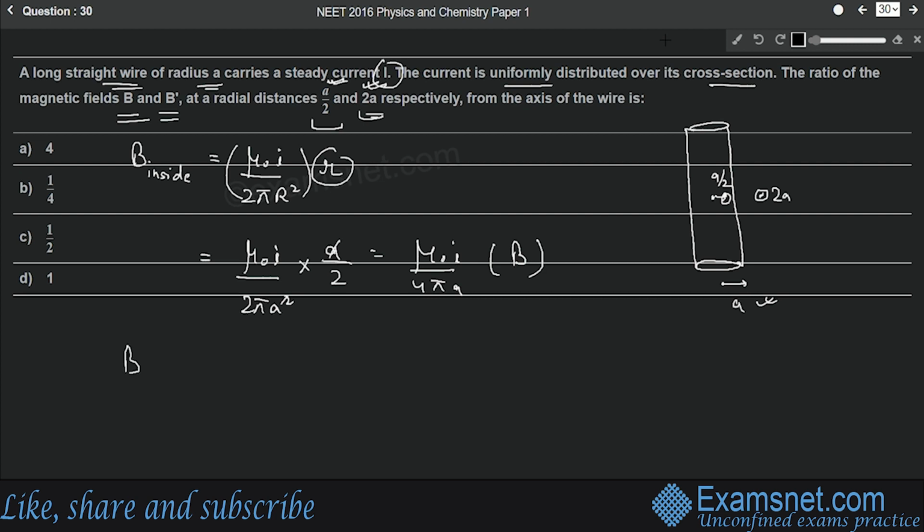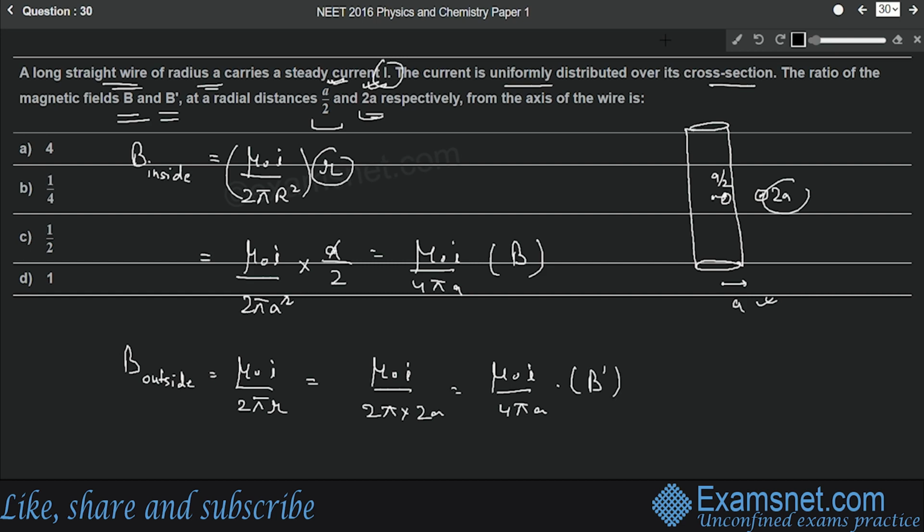Now what about the outside? Outside magnetic field, the formula is mu naught I by 2 pi small r. This small r is the distance. So here this small r is equal to 2A, right? So let's put this value, mu naught I by 2 pi into 2A. So what do we get? Mu naught I by 4 pi A. This is your B dash.